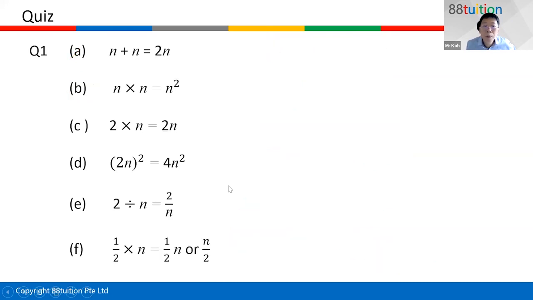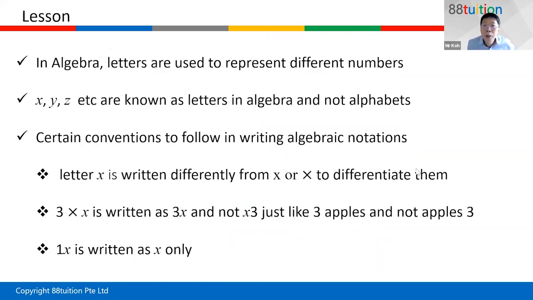Okay, I move on to the next one. What are some of the basic things that you ought to know about algebra? In algebra, letters are used to represent different numbers. x, y, z, etc. are known as letters in algebra, not alphabets. There are certain conventions to follow in writing algebraic notations. The letter x is written differently from the cross, to differentiate them. 3 times x is written as 3x and not x3, just like 3 apples, and you don't write apples 3.